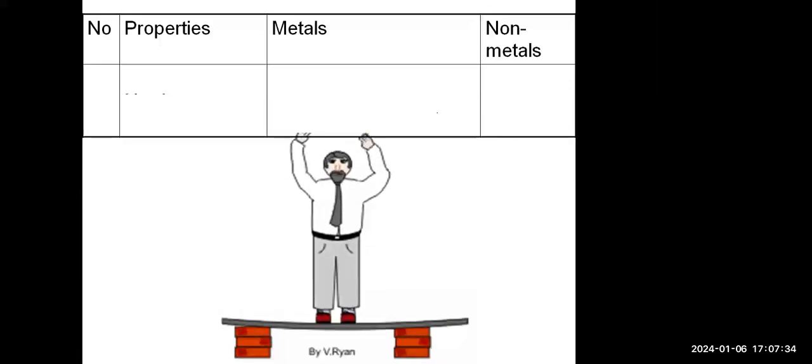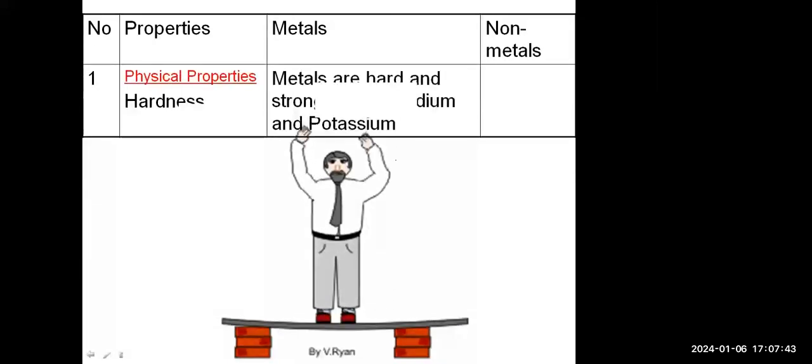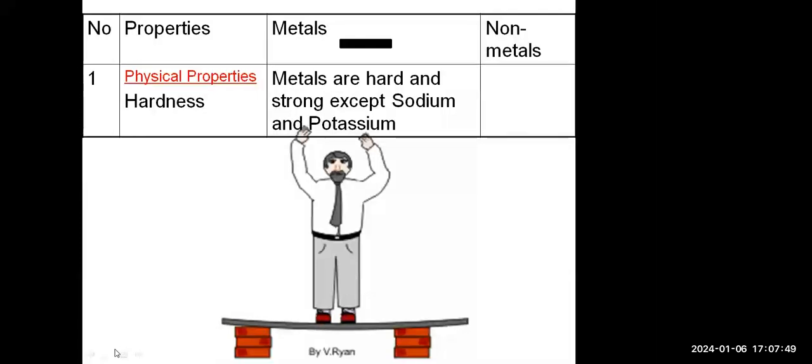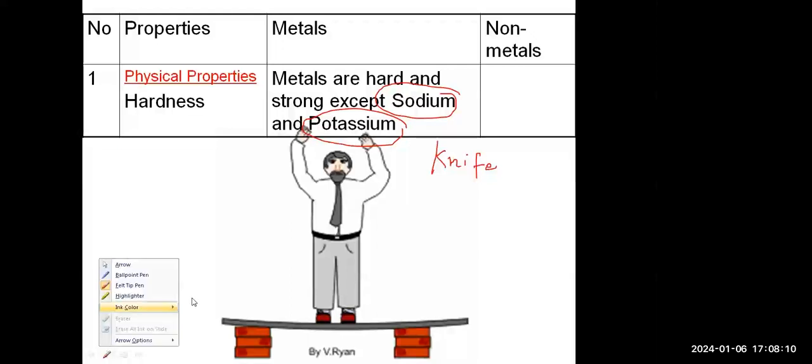You can see the picture and get to know or guess what property we are talking about. This is about the hardness. Metals are hard. Almost all metals are hard. The exception is there, sodium. You can see here, sodium and potassium are two metals which are not hard. Sodium is a soft metal which can be cut with a knife, and potassium also can be easily broken down. You can cut it into pieces very easily, right? So this is the first physical property, hardness.